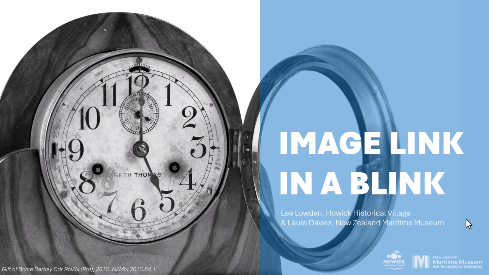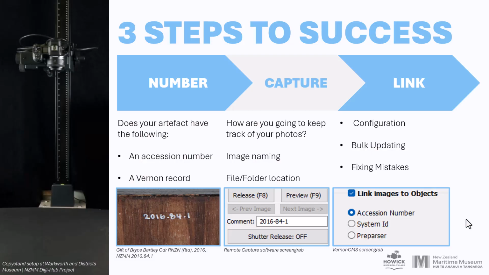At the time, at the start of the Digi-Hub project at Howick Historical Village, we'd just begun moving over from eHive after about a decade or so of using it. As such, we didn't have any processes for using Vernon, and Maritime helped us to adapt their processes to our system. Most of you might already be familiar with bulk image linking, but we thought we would share what processes we use and how the two institutions have used different Vernon tools to make sure the linking goes smoothly.